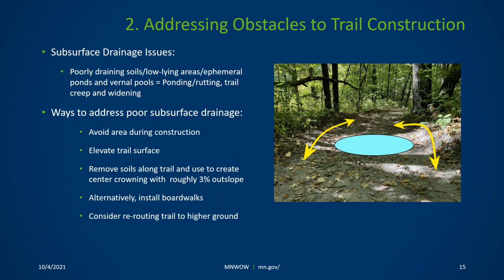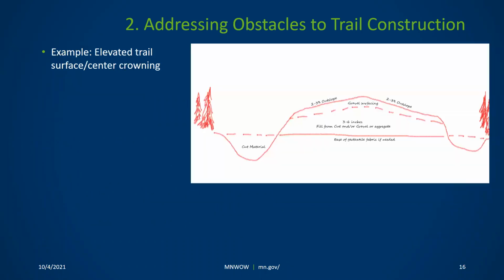Alternatives are elevating the trail, removing soils along the trail and using them to create center crowning, or elevating the trail and then center crowning it, so outslope it so things shed off the trail. Alternatively, we can install boardwalks or consider rerouting the trail to higher ground.